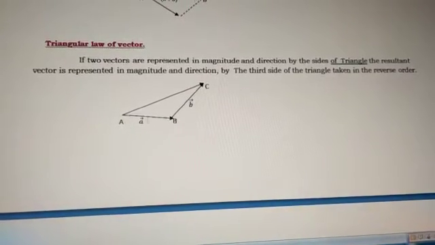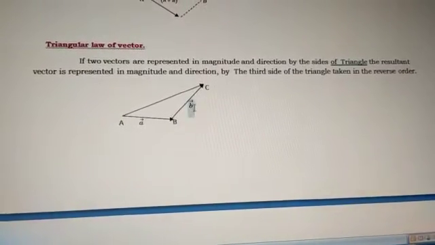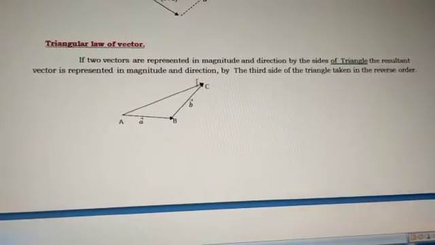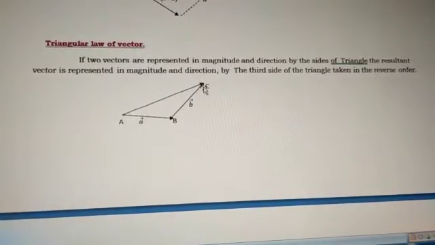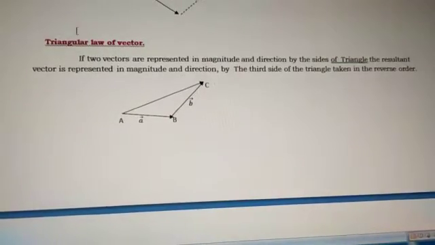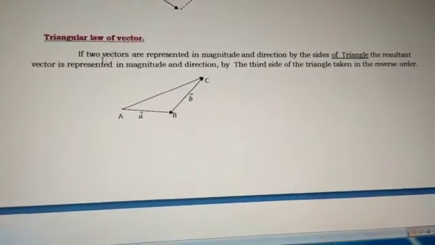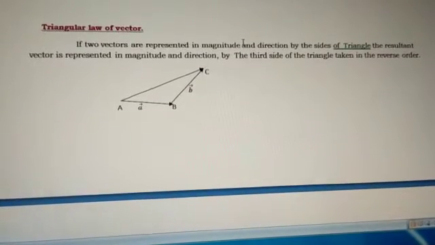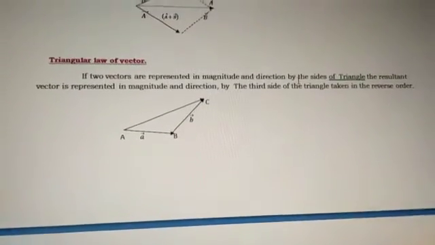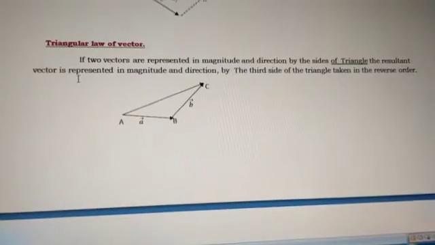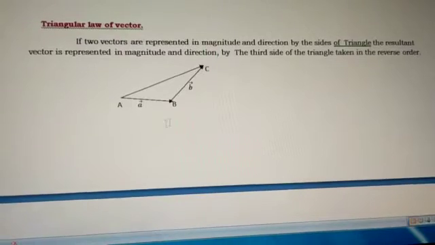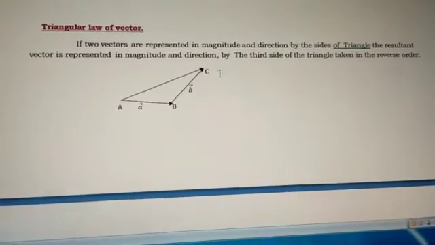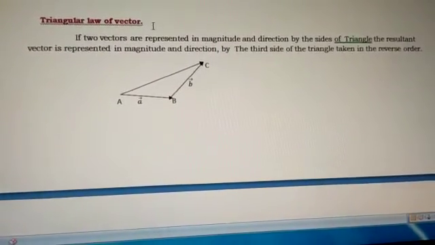It is in this direction. A to B is this direction, B to C is the same direction, but A to C is in the reverse direction, not along like this. So the triangular law of vectors says that if two vectors are represented in magnitude and direction by the sides of a triangle, the resultant vector is represented in magnitude and direction by the third side of the triangle, taken in reverse order. This is what we term the triangular law of vectors.